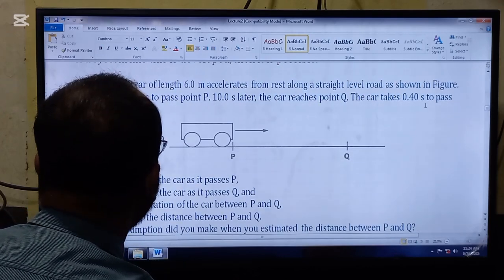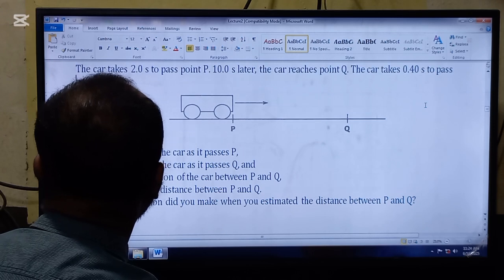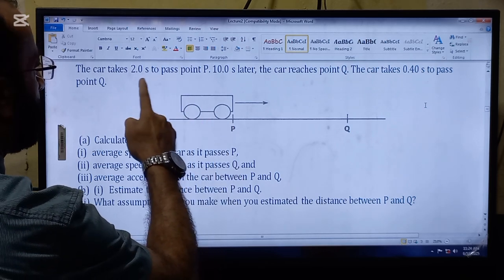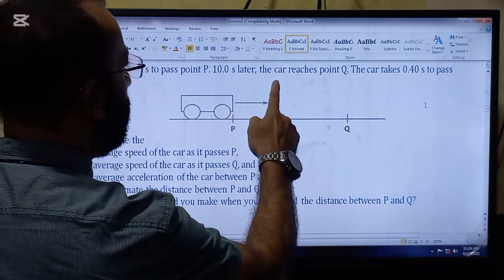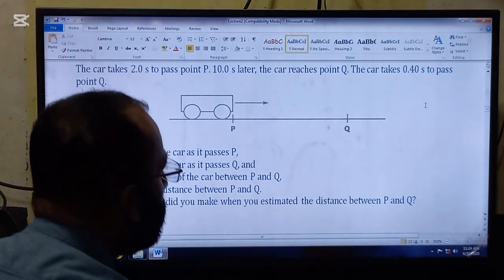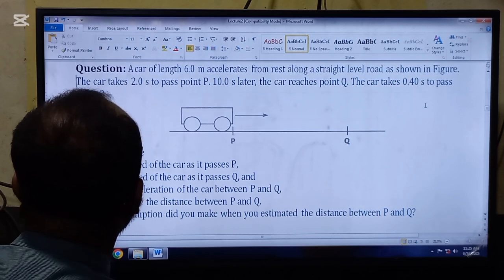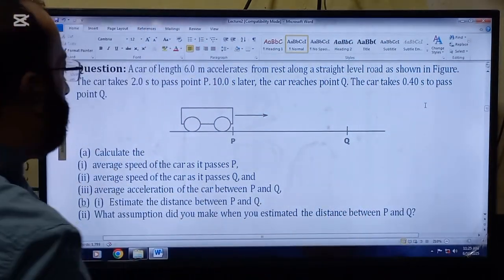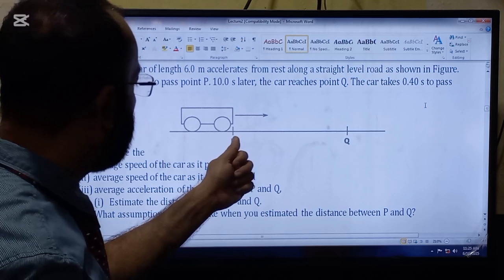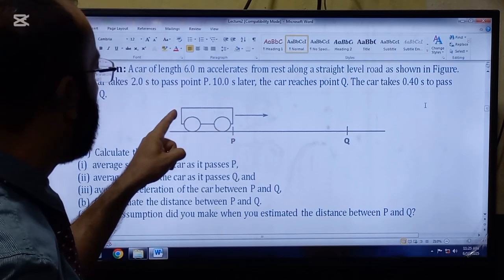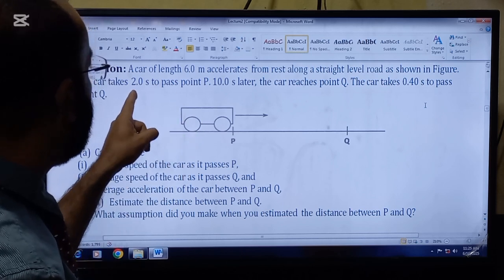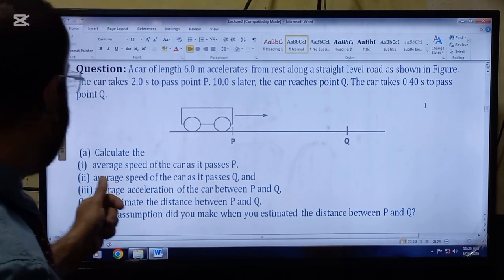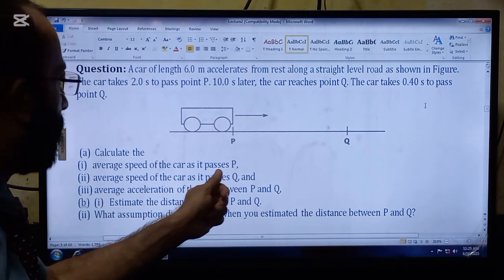And another question is here. A car takes 2 seconds to pass point P. So here is the point P. So it requires 2 seconds to pass point P. Later the car reaches point Q. The car takes 0.40 seconds to pass point Q. A car of length 6 meters accelerates from rest along a straight road as shown in the figure. So to pass point P, the distance traveled must be 6 meters because the length of the vehicle is 6. Time is given as 2 seconds, and distance is 6. The requirement in the first part is the average speed of the car as it passes P.